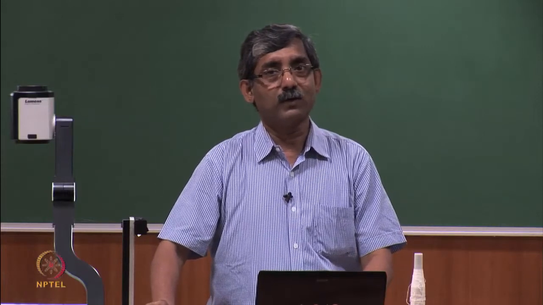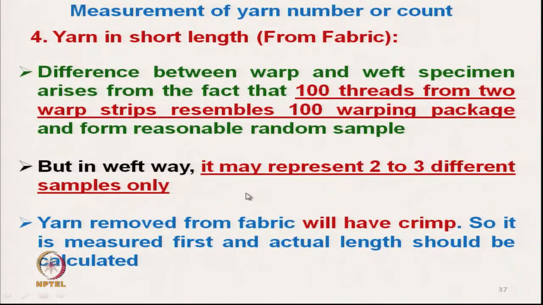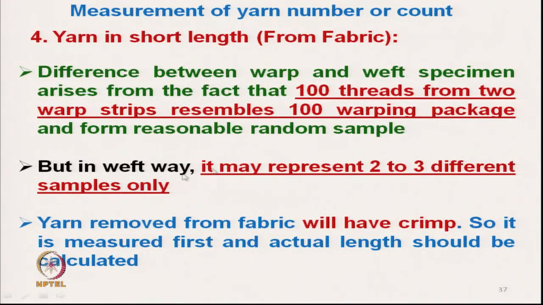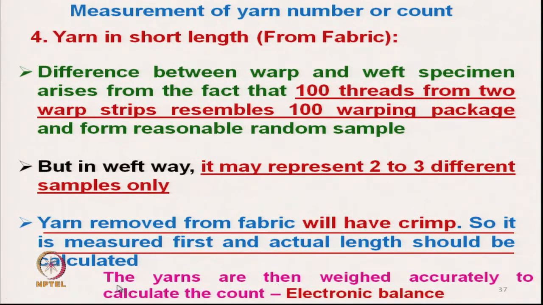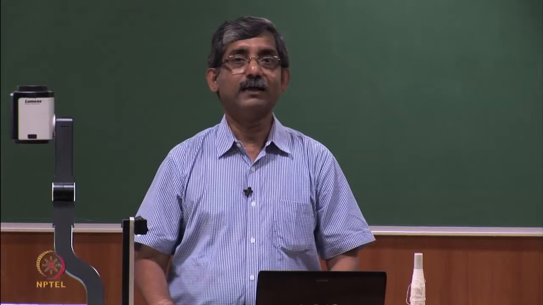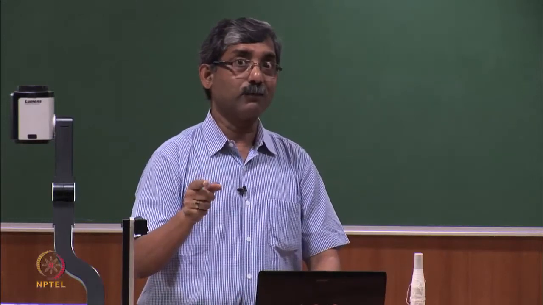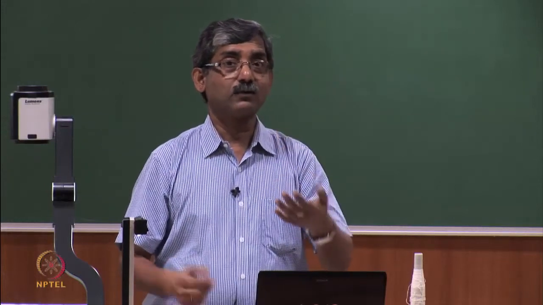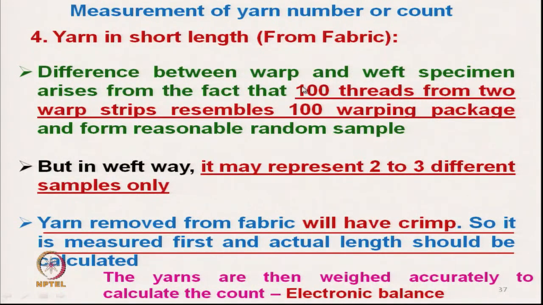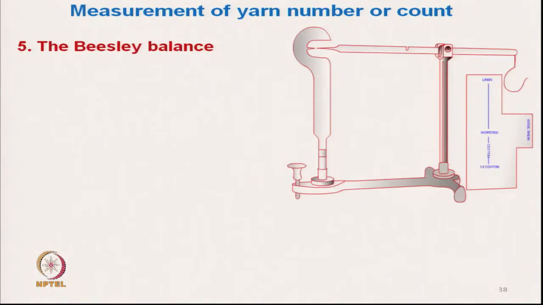So, for both warp and weft, because the crimp in the weft direction is normally high, we must use the correction factor. This is not an automatic or direct system, we have to calculate the count of the yarn. So, the yarns are weighed accurately to calculate the count, and in this system we have to use the electronic balance. After that we have to calculate manually, because if we had a program we would have to feed the length. It is easy to calculate manually. So, 100 threads we know, we can calculate the total length and take the mass. Okay.